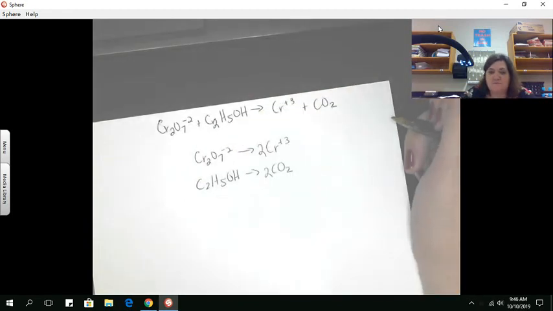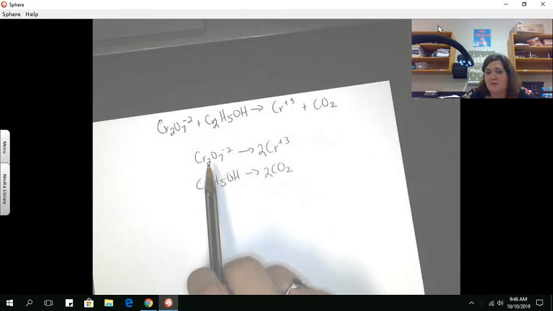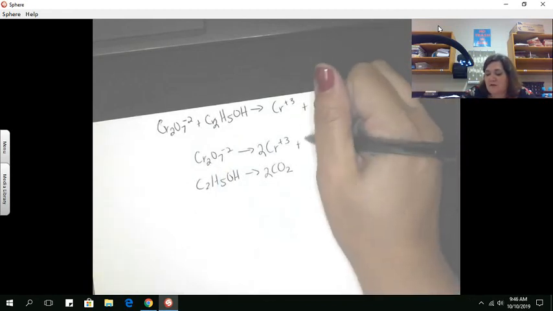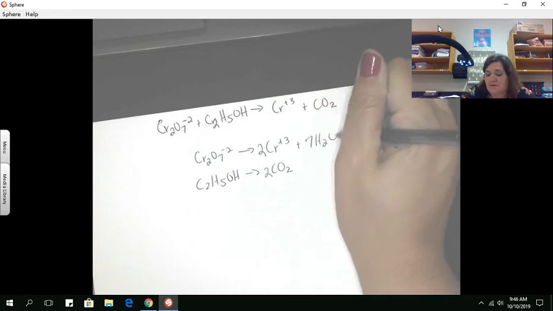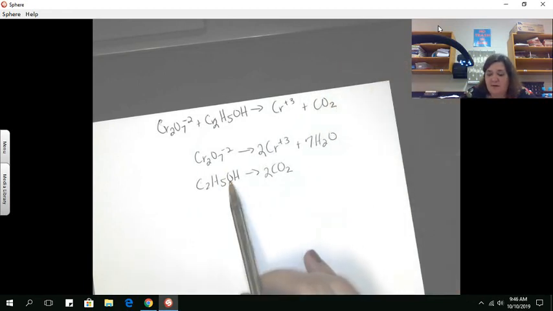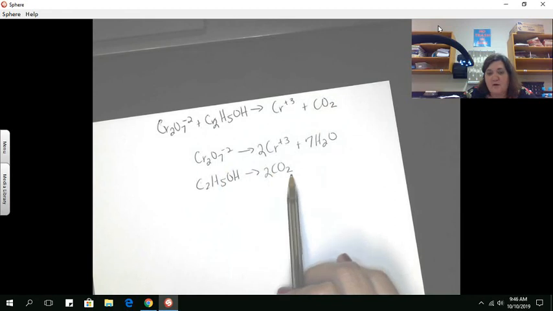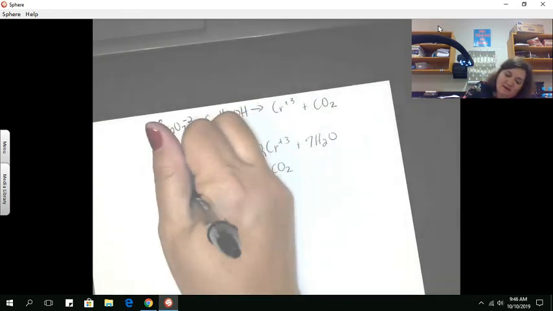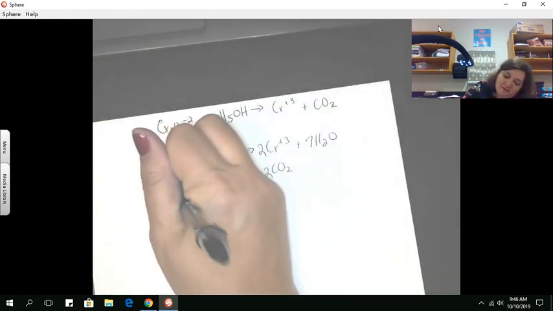the right. And then we balance our oxygens by adding water. So I have 7 oxygens on the left, so I would need 7 waters on the right. On the bottom, we have 1 oxygen on the left, and we have 4 oxygens on the right. So we would need to add 3 waters to the left-hand side.